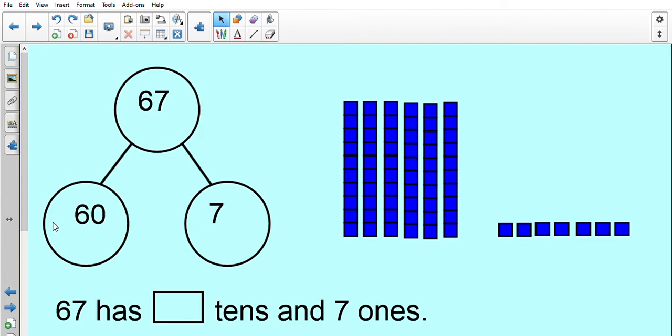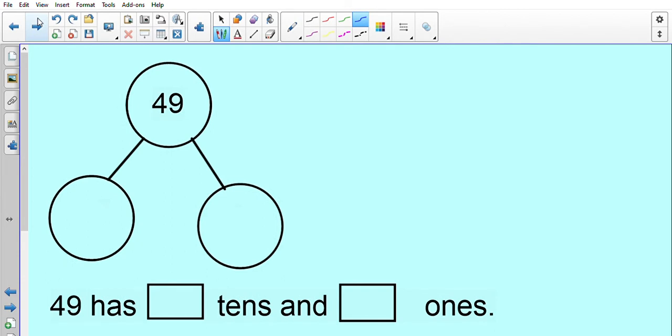Fantastic. Let's have a look at our sentence under here. It says 67 has missing number of tens and 7 ones. How many tens does 67 have? Look on the part whole model and let's have a look at the base 10 and see if you can work it out. It's got 1, 2, 3, 4, 5, 6. 6 tens and 7 ones. Great work. Move on to the next one.